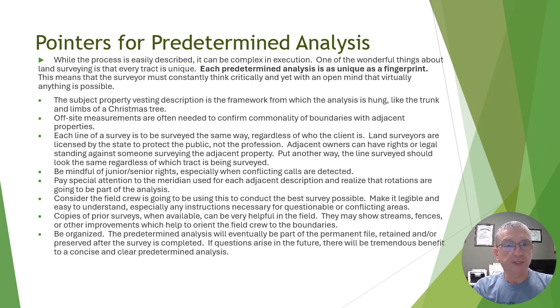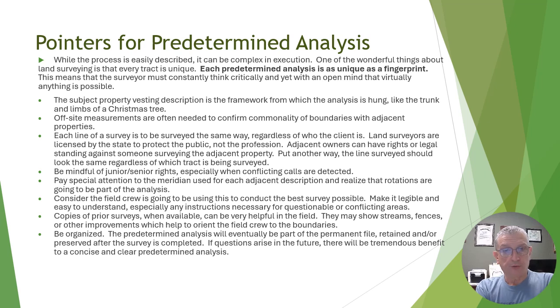Also, pay special attention to the meridian or north orientation that's used for each adjacent description, and realize that rotations are going to be part of the analysis. In other words, the same line can have 2 totally different bearings. If one's meridian or north orientation is rotated to a pocket compass in 1985, and the other one is rotated to state plane by GPS observations in 2024, they can be the same line, they're just oriented differently. That's something we'll cover more.